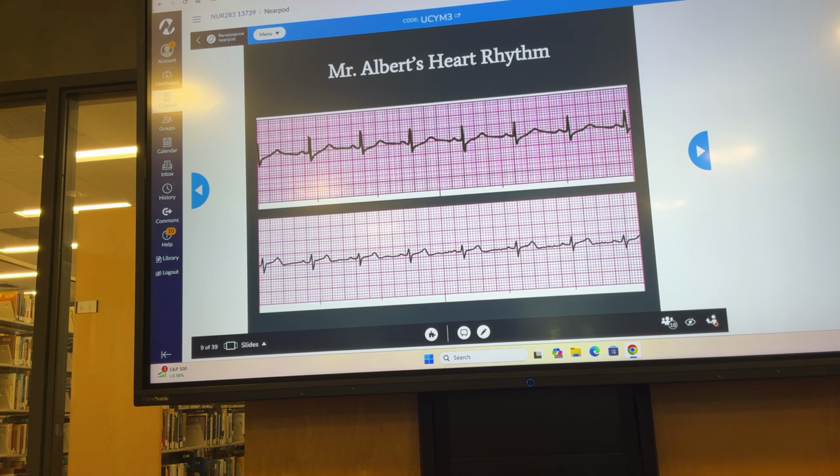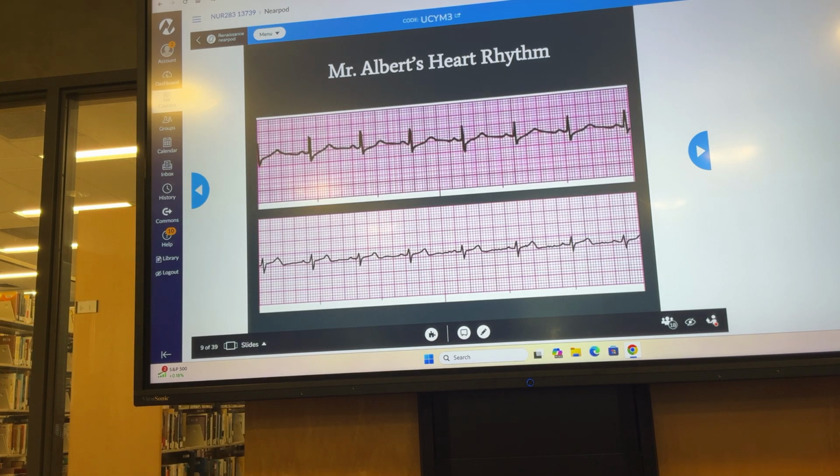Now, what would I call that rhythm, that first strip? The rate 70, what would I call it? Normal sinus rhythm, okay? Excellent, so sinus rhythm. How can I determine that? Well, there's a P for every QRS, it's upright. QRS is narrow, right? So it's sinus.